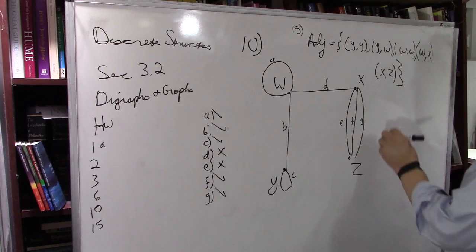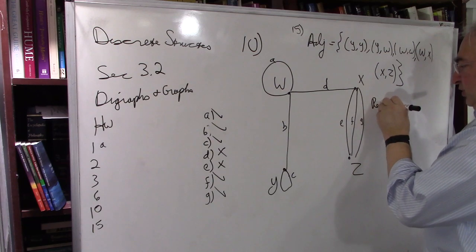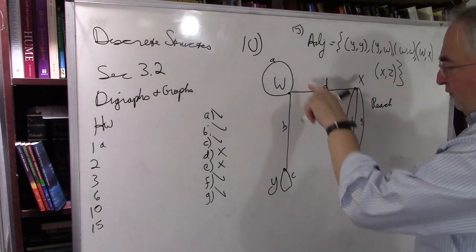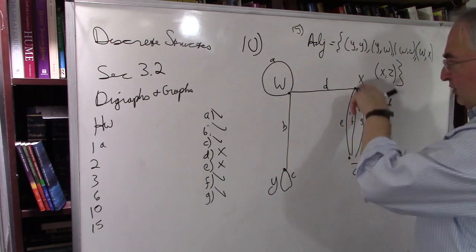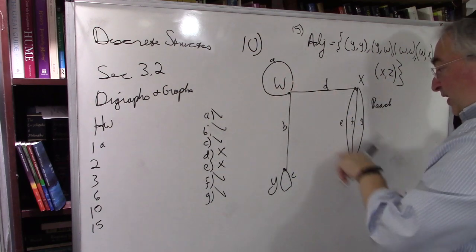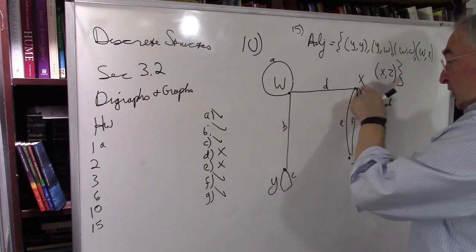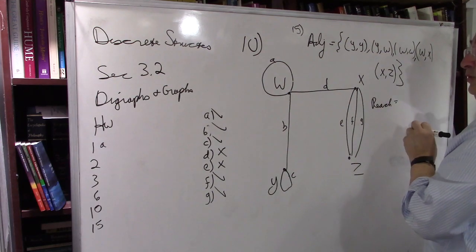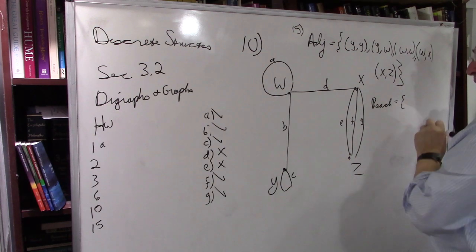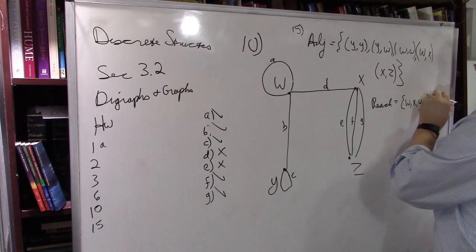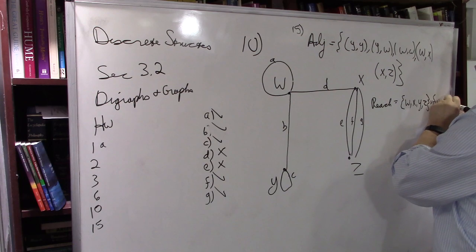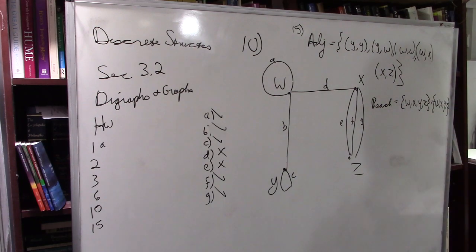Now, they also want the reachability relation, so we'll call it reach. The answer is, you can go from any vertex to any other vertex, because they're all connected. So you go from here to here to here. You can't go from here to here by adjacency, they're not next to each other, but you can go like this and like this. So reach is equal to W, X, Y, Z cross W, X, Y, Z. The whole thing. Everything is related to everybody else. So that's number 15, adjacency and reachability.